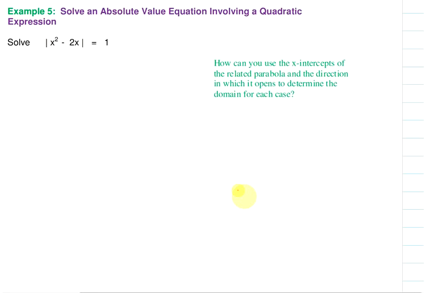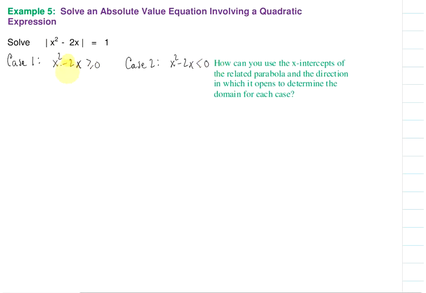So example 5, solve an absolute value equation involving a quadratic expression. So we're going to solve the absolute value of x squared minus 2x, that's your quadratic expression, and that's equal to 1. So we'll take a look at case 1, being x squared minus 2x is greater than or equal to 0, and then case 2, where x squared minus 2x is less than 0.